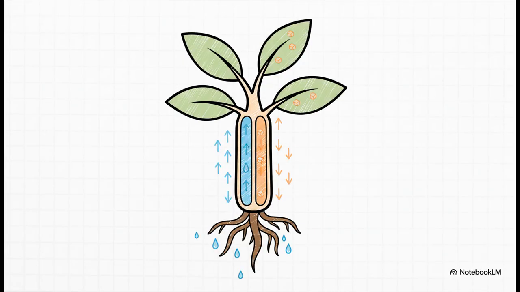And last but not least, we have the plumbing, the vascular system. This is the superhighway inside the plant. It's made of 2 main parts. You've got xylem, which are tubes that pull water and minerals up from the roots, and then you have phloem, which sends all the sugary food made in the leaves down to everywhere else. And these pipes, they're bundled together in groups we call, you guessed it, vascular bundles.